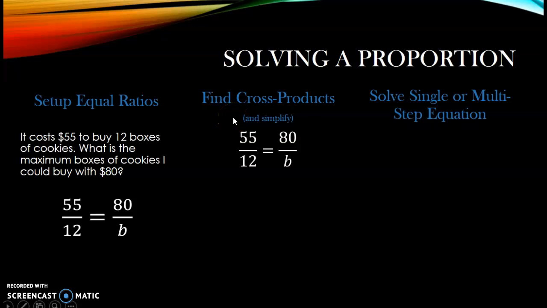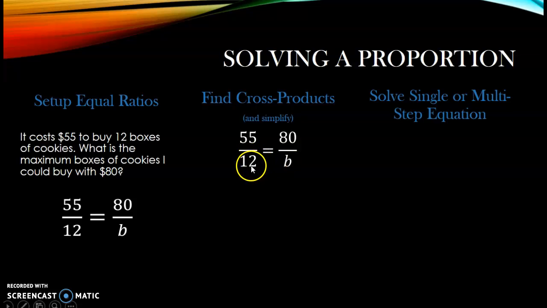Now, we're going to find the cross products. You might have learned in the past, cross multiply and divide, right? So you could just say, okay, 12 times 80 divided by 55. That would work. But when we go into tougher things, which we're going to show in this little video, it's not going to work that way. It's not so easy. So again, please go through the steps that I show you right now.